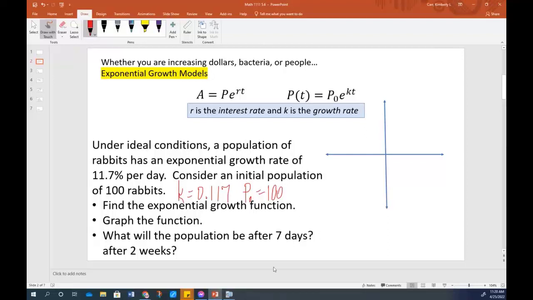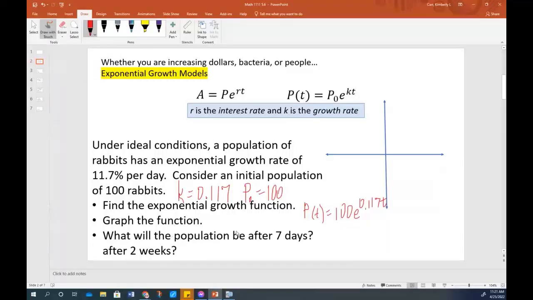Now on your homework, you will have problems that ask you to type it in, and when it asks you to type in the function, make sure that you leave a variable in it. The function is P of t, and I think they already have that part on your homework. So P of t is equal to the initial population of 100 times e raised to the, now I'm going to put in the 0.117 and leave t. That's what makes it a function of t.